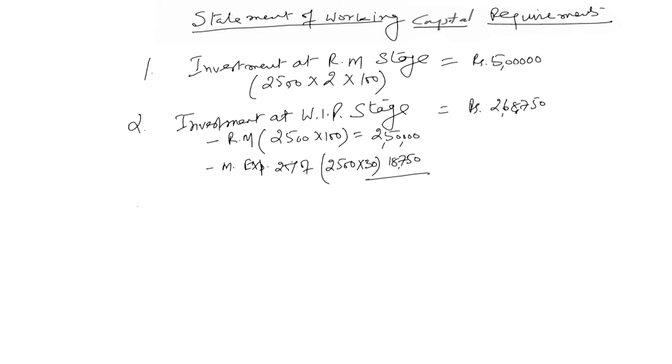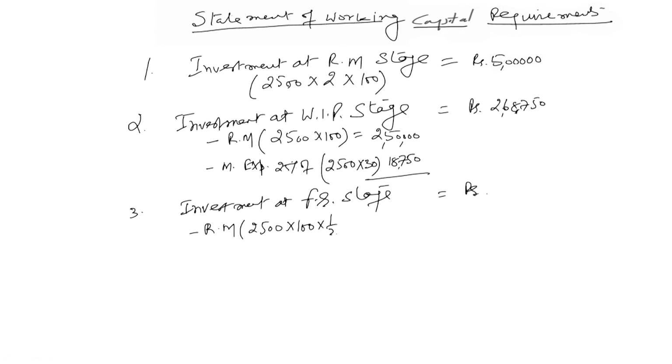Third stage is the finished goods stage. Investment at finished goods stage. So we will have to calculate now this investment, which will work out. We will see how it is calculated. So raw material will be how much? Raw material investment will be, if you see, how much? 2,500 units, at the rate of rupees 100, and for how much? For half a month.